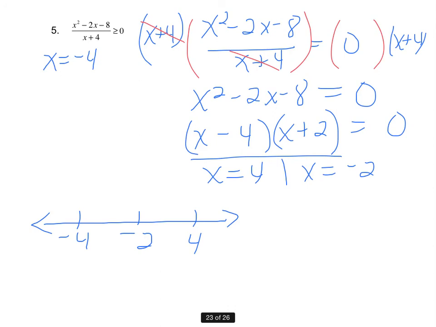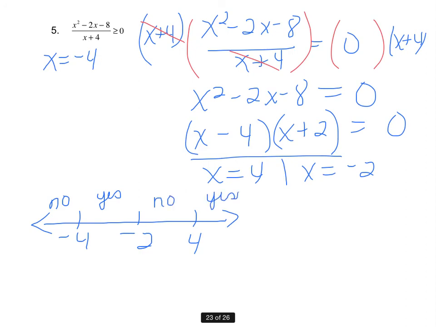All right, hopefully you ended up with a no here. Nothing smaller than -4 is going to work. The number I chose between -4 and -2, which was -3, did work. The number between -2 and +4 did not work. And the number to the right of 4 did work.